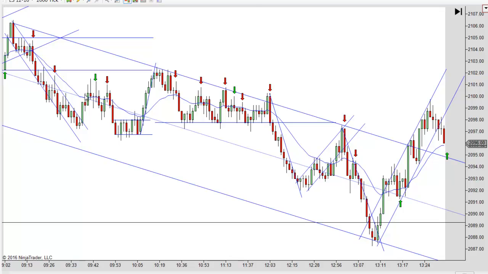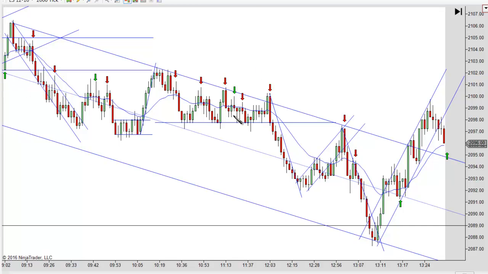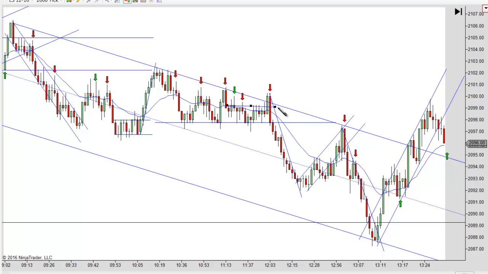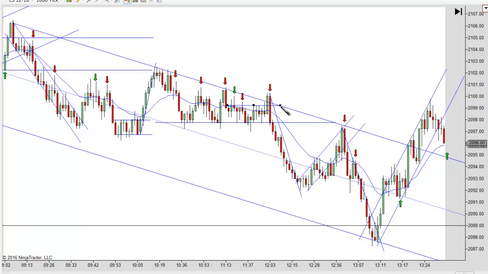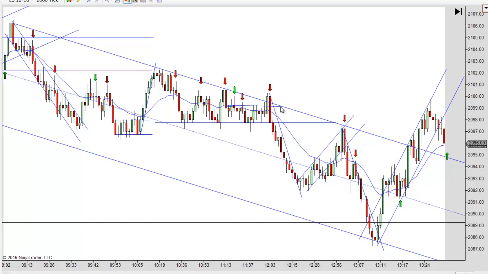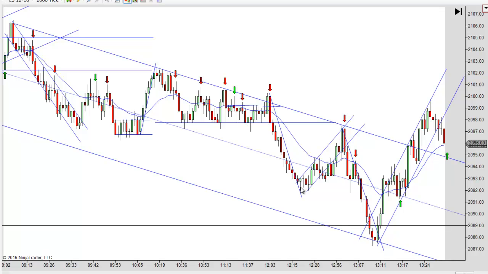And again, there's a little bit of resistance right across there, and that's basically a failed break higher as well. So another reason to get in there. And then of course we correct. We get a little trend line working up.